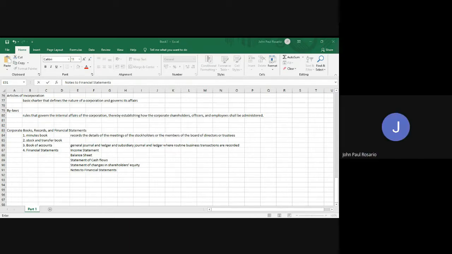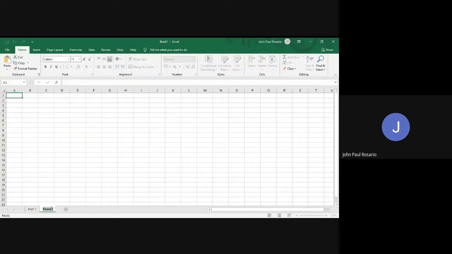Okay. So let's proceed to part two of our discussion, which is the corporate accounting of share capital. For us to talk about the corporate accounting of share capital, let us talk about the account titles.